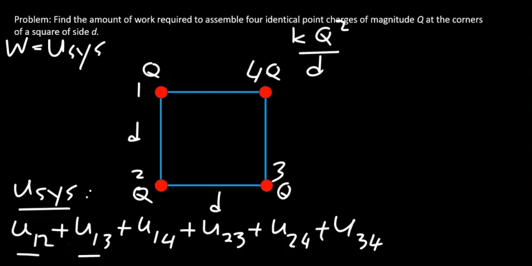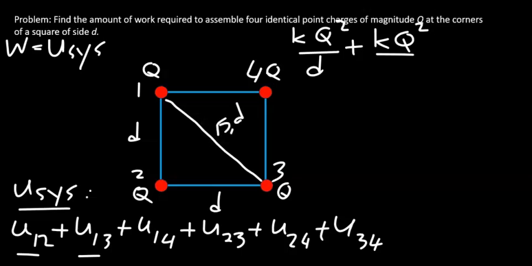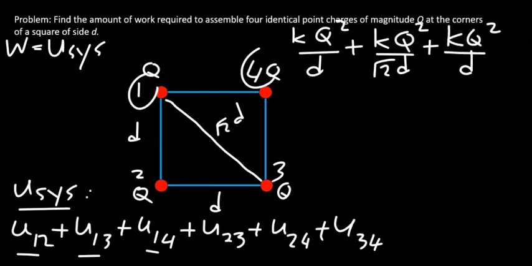Now let's look at 1, 3. 1, 3 is separated by a diagonal distance. The product of the two charges is Q squared as before. Using Pythagoras' theorem, the distance is square root 2 times D, so here it is K Q squared over square root 2 times D. Now U14, between that and that, is just K Q squared over D. The separation distance between them is D.